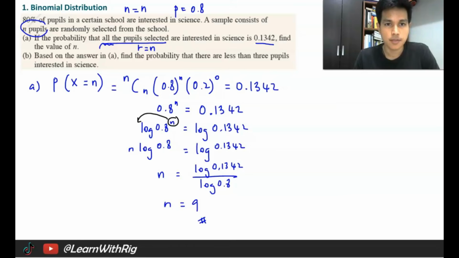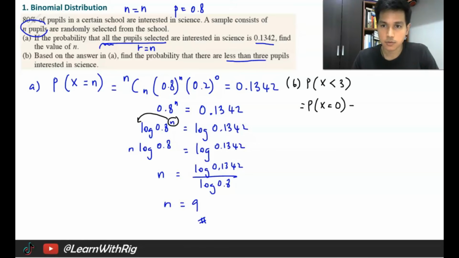Now question B. Based on the answer in A, find the probability that less than 3. So they're telling you that X is less than 3 are interested in science. So less than 3 means what? That means P(X=0) plus P(X=1) plus P(X=2). Can I put 3 in? No, because they say less than 3, so that means it doesn't include 3. So it's only 0, 1 and 2.